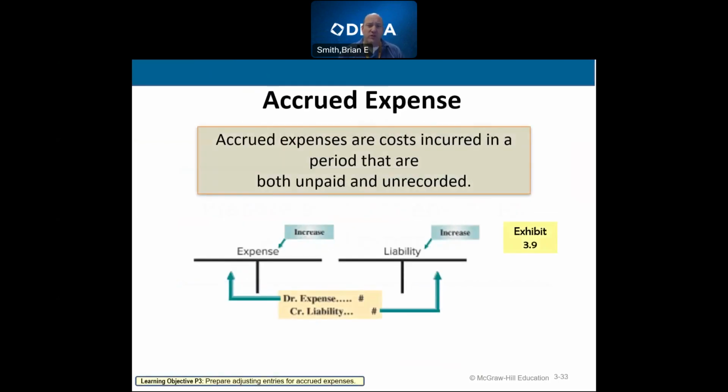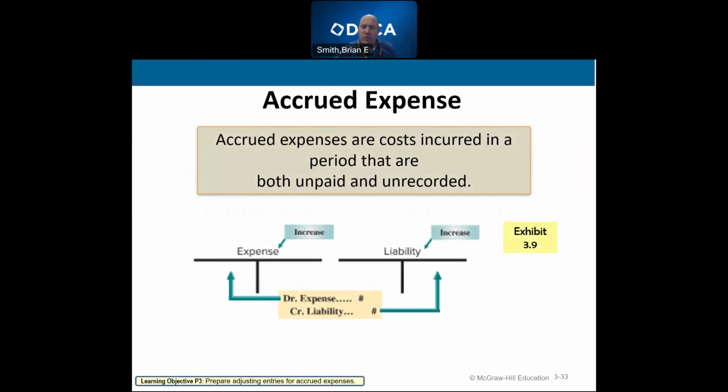Now, accrued expenses are expenses that we have incurred but we haven't paid yet. So it's kind of the opposite of prepaying our expenses like we did before. Now we're incurring a liability that we haven't paid for. And in many cases, an example of this is utilities or salaries.